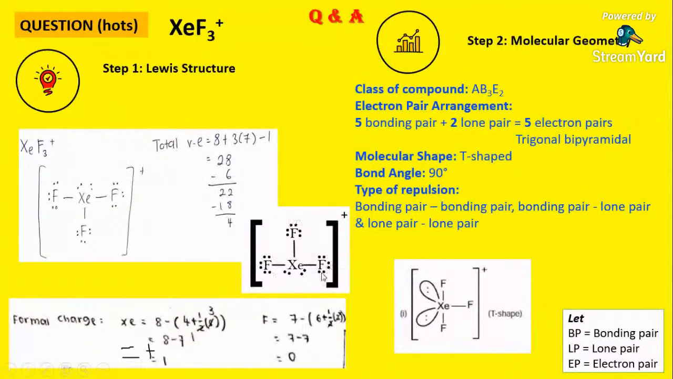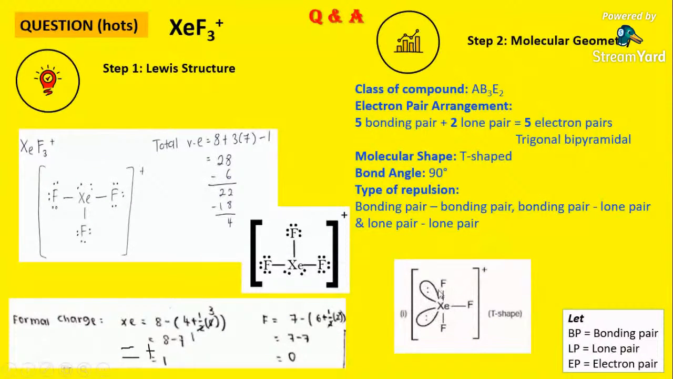You check this structure. I just drew it like a T shape. It doesn't matter because this is a V structure. But when you transform to molecular geometry, oh sorry, actually this is T shape. Yeah, correct, sorry, this is T shape. So when you transform to molecular geometry, it also must be T shape.